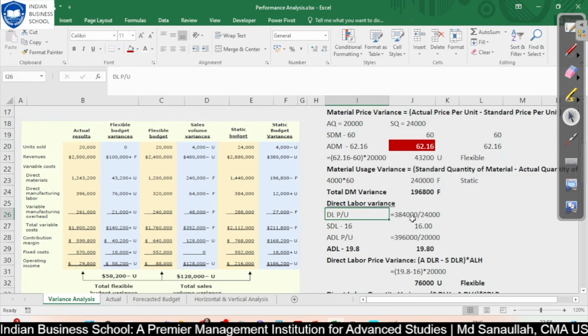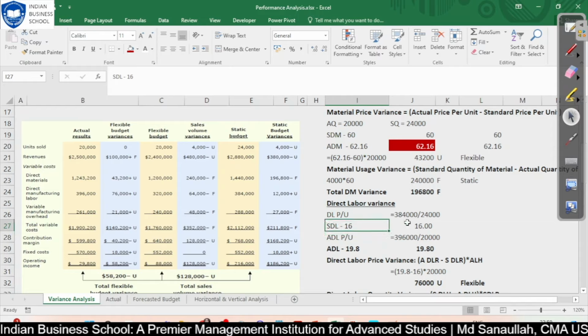We are going to calculate this. First, we need the direct labor cost per unit. So how will we get it? We can simply use our total cost, since we are calculating the standard direct labor cost. So we'll apply the standard direct manufacturing cost, 3,84,000. The same amount we will divide by 24,000, our total quantity, and we'll get the standard direct labor hour rate.